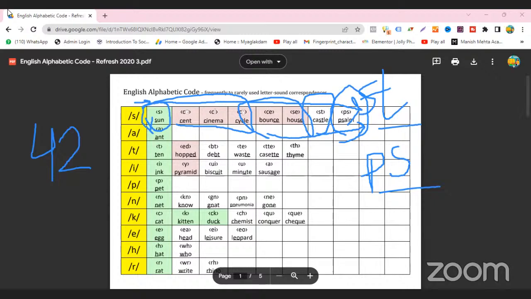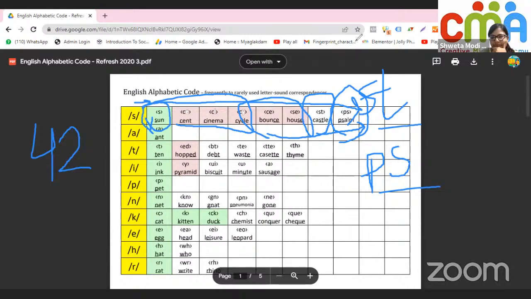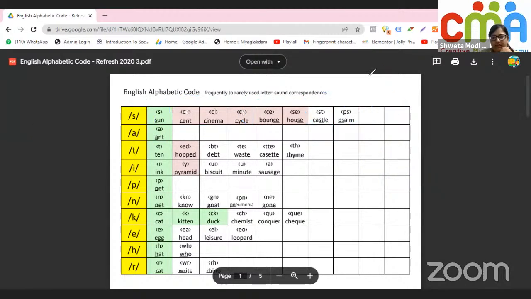Okay. So I think everyone is here. Yes. Okay, great. Now we'll play some games here. What you have to do is you have to make a silly sentence from these words. You have to make a silly sentence.